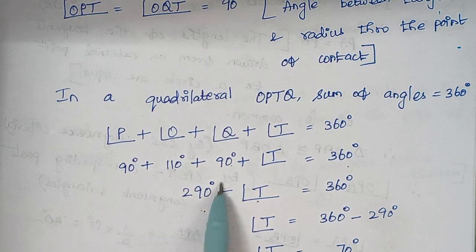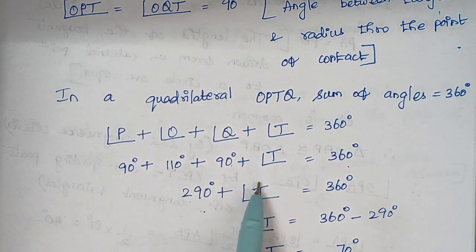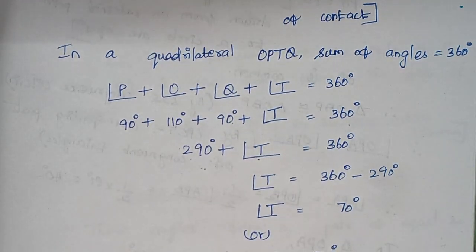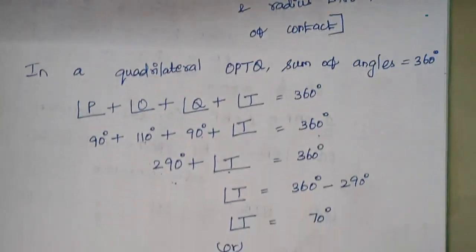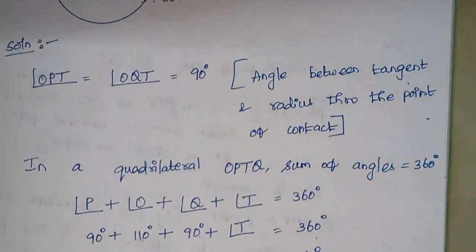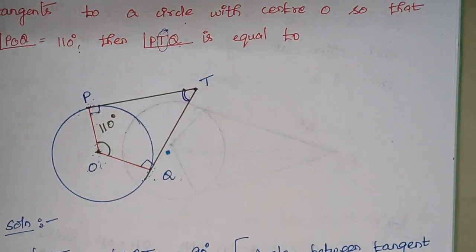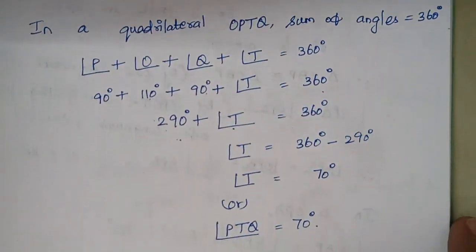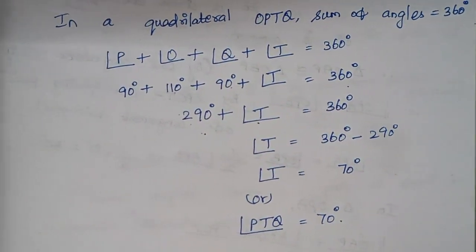So now I am moving this 290 to the right hand side. So this plus 290 becomes minus. So 360 minus 290 gives the value of the angle as 70 degrees. So the angle T is 70. Here it is asked as angle PTQ, so write it as angle PTQ is equal to 70 degrees.